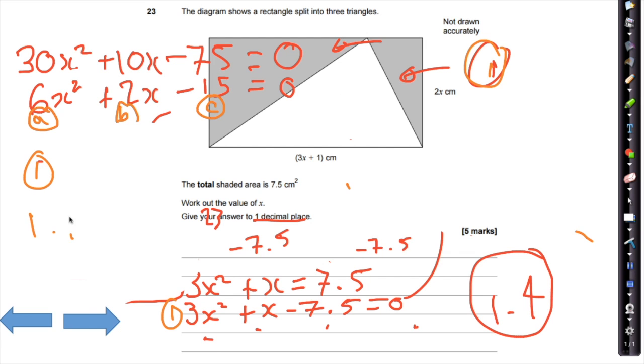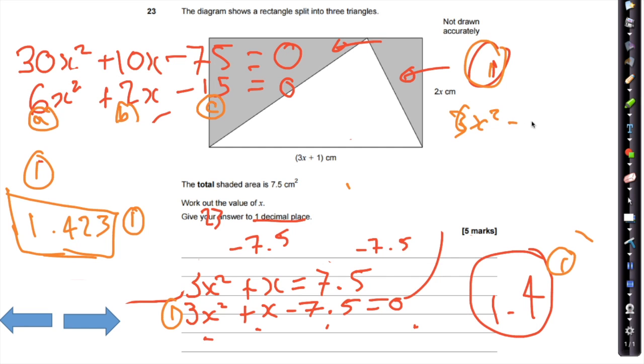If you got 1.423, that would have been your fourth mark, and your fifth mark is over here for getting 1.4. So your fourth mark, let's just explain a little bit more. You could have simplified your quadratic equation, and that would have actually effectively given you the fourth mark, even if you didn't put 1.423. The final mark is for the answer. So that's 1 mark for doing the, it was 6x squared plus 2x, and then dividing that by 2.